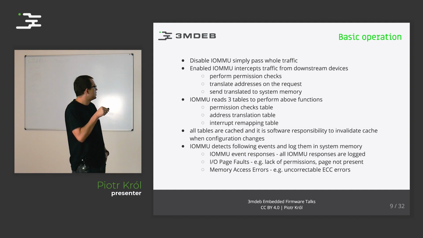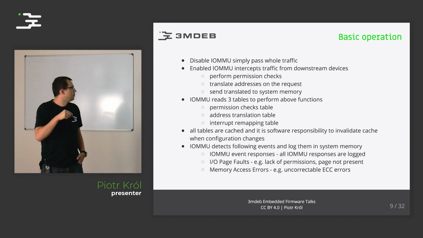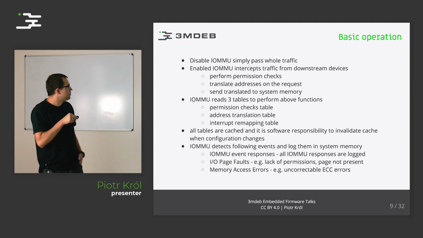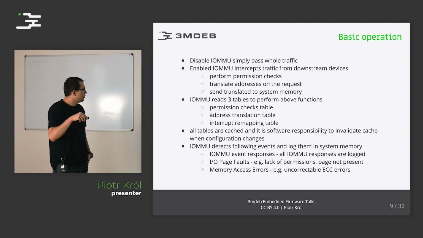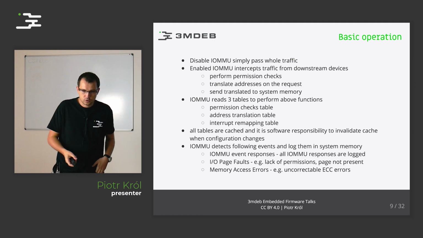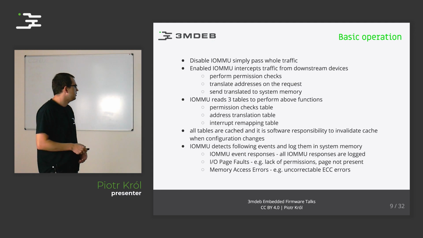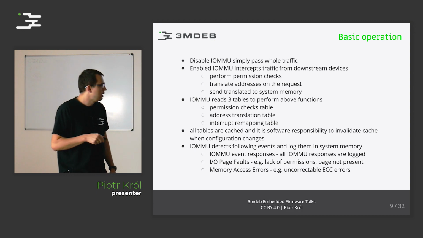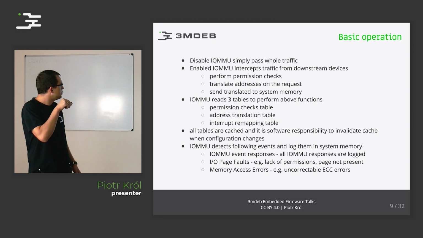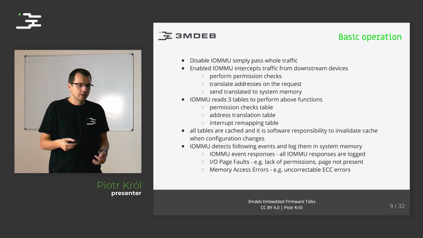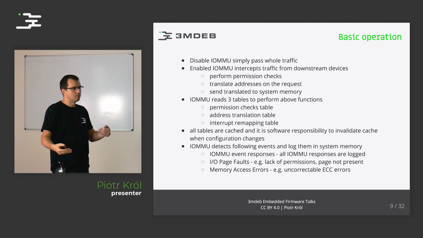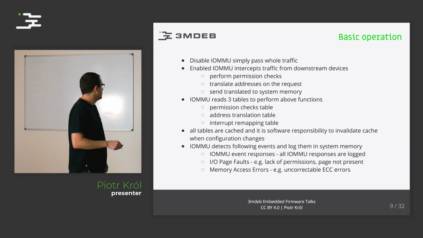And to support this process, IOMMU uses three tables: a permission checks table, an address translation table, and an interrupt remapping table. And all those tables are cached just to improve performance. And the maybe not so good thing is that software is responsible for invalidating this caching of these tables. So software has to maintain coherency of these tables.